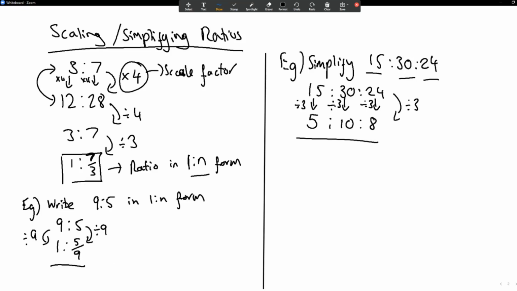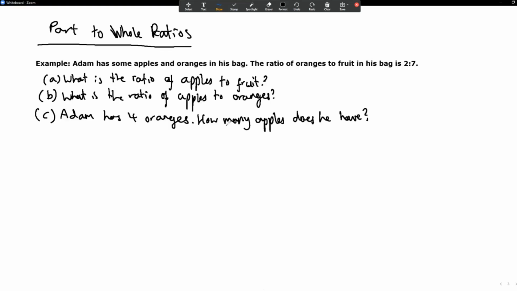Okay, so now that we know that we can scale them, we can start tackling more difficult things. And these last 3 examples really show the difficulty in ratios, the most difficult bits. So we can write ratios as part to whole ratios. The example says that Adam has some apples and oranges in his bag. The ratio of oranges to fruit in his bag is 2 to 7. So you've got to realize that the 2 is the oranges.